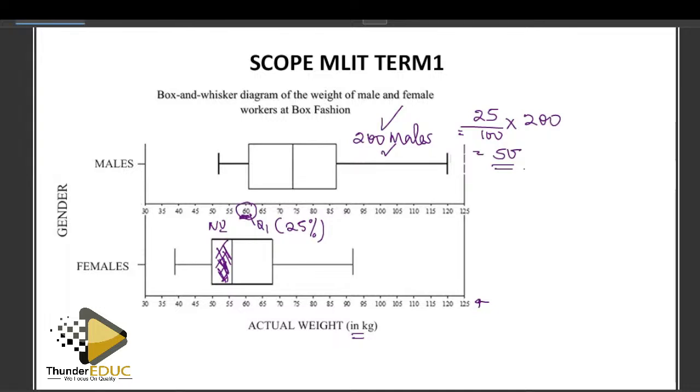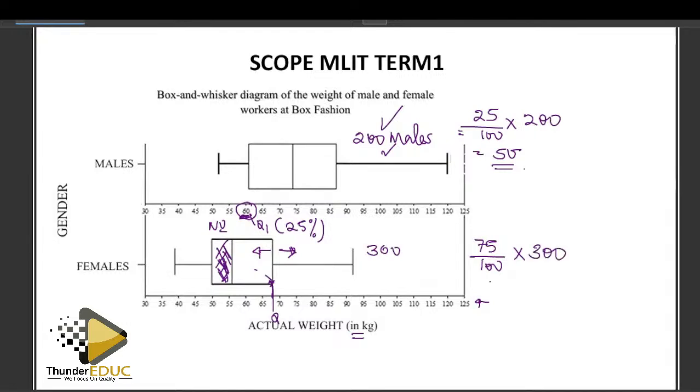Then what if I ask you of the females, how many are above 65? So you see, this is our Q3. So above, still here you use 25%. But if you ask for below, which goes to the other side, how many are below? We shall say 75% times, imagine the females were 300. So we shall say 75% times 300. What are we looking for?